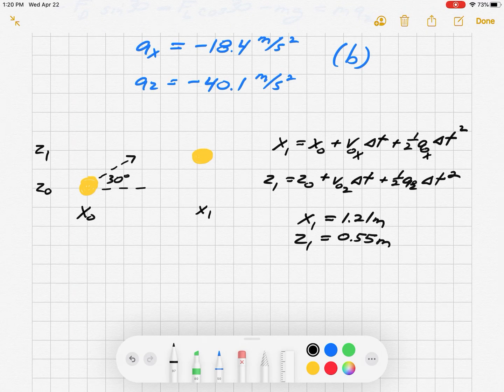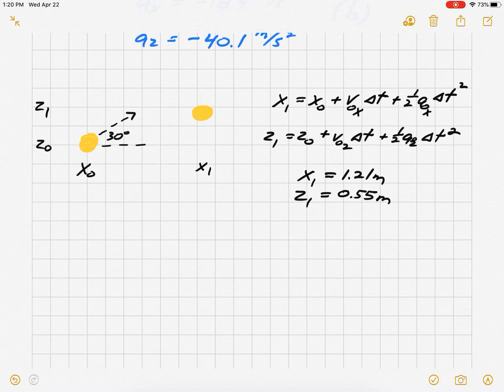That's not the x. 1.5 is not the x position. It's the absolute change. Anyway, I think these are right. So that is the position.